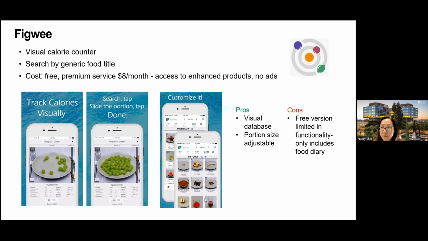So Nancy, we have a question wondering, are both of these tracking calories or just providing the nutritional information in the database? Figwe is a tracker. You can enter in your tracking goals and it will track for you. Calorie King is just a database. There's no tracking for that.